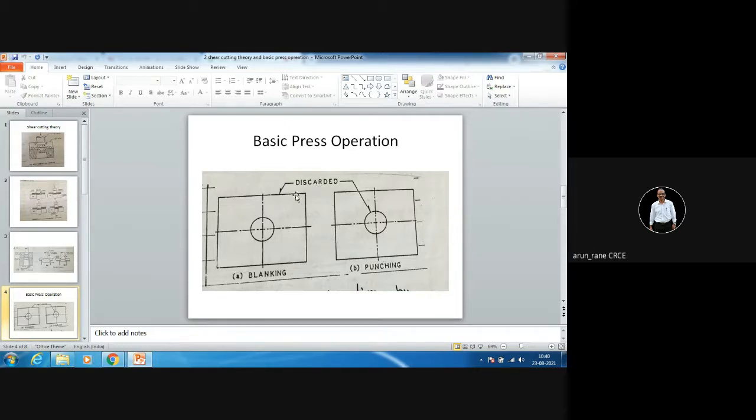And if I am throwing that, that means here I am scrapping this. That is discarded, meaning scrap. So if I am scrapping this and using this, this is blanking. Now, if I am using this and scrapping the coin, then that becomes punching. Like I gave an example of puri. Puri is a blank, and from the piece of round big chapati, we cut the series of puris. That is punching if you are using that.